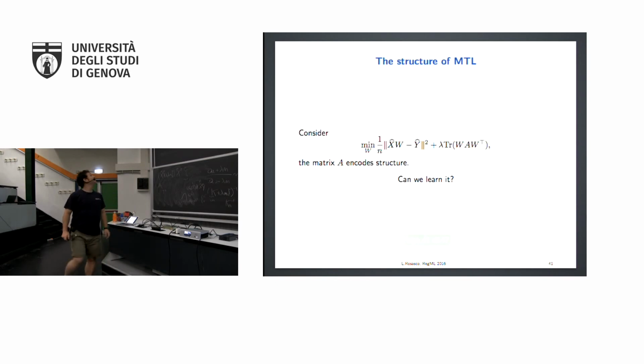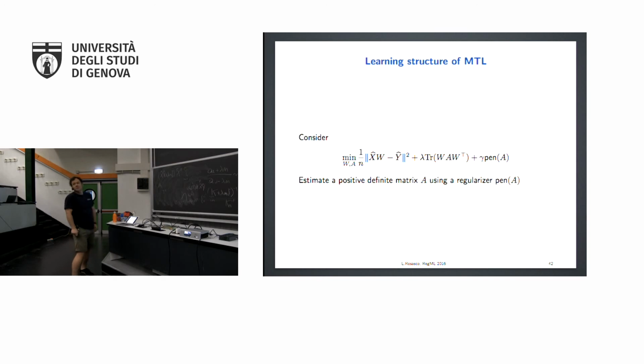The good news is that once I give you this with an A, and I ask you, can you learn it? You can kind of say, well, how about I just add the penalty on A, and I assume that A is a positive definite matrix, and I put some penalty that should tell my data that my A should be of a reasonable form. For example, it should be a graph, say, okay? Or it should be a matrix with blocks.